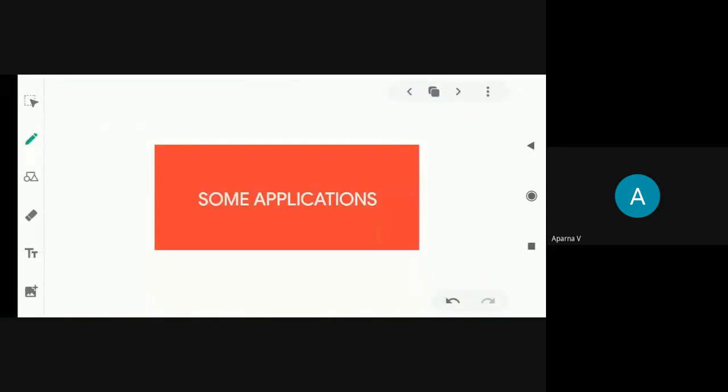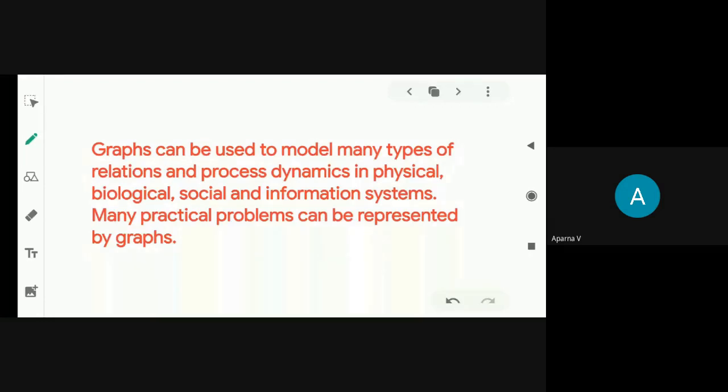Okay, now let me move on to some important applications. Graphs can be used to model many types of relations and process dynamics in physical, biological, social, and information systems. Many practical problems can be represented by graphs. I'll be picking some selective, currently important examples. Many things you can get from your textbook, but I'll be citing some important examples of applications of graph theory.